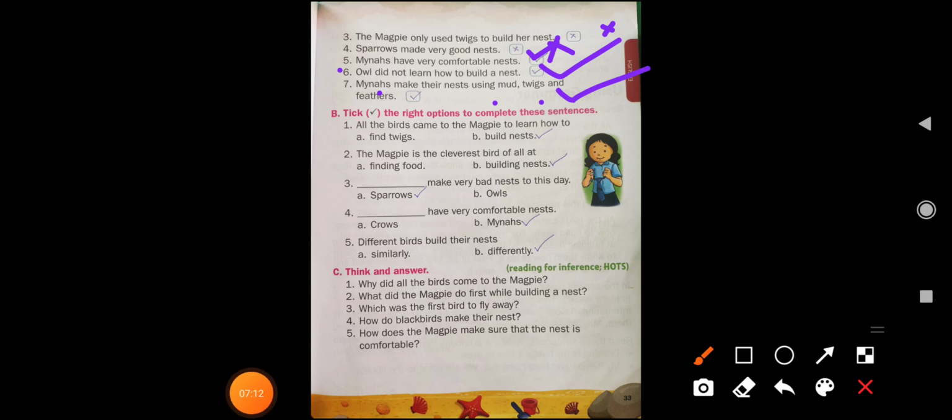Yes, children. So now come to section B. Tick the right options to complete these sentences. So here what we have to do children, here there are 5 sentences. Then we have to choose the right option and we have to tick that. Okay, so now let's read the first sentence. All the birds came to the magpie to learn how to build the nest.